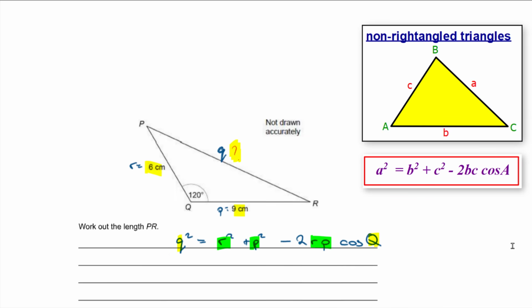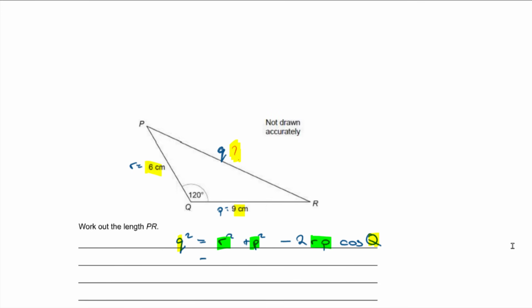Now, as I say, if you struggle to do that, then you can just relabel your diagram with A, B, and C, and then just use the form that they give you. Okay, but I prefer to just reformulate into the triangle that I've got. Then I can substitute in, so R is 6, so that's 6 squared plus P squared, which is 9 squared, minus 2 lots of 6, lots of 9, cos Q, which is 120. Okay, right, so what's that then?